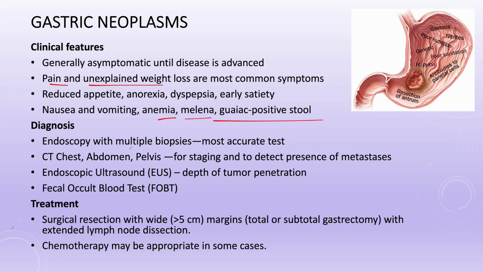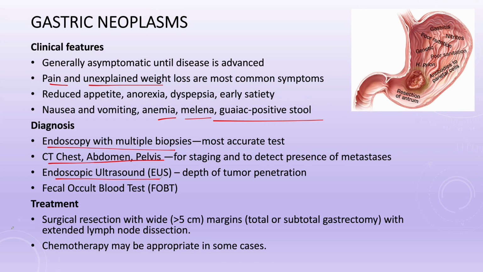How do we diagnose it? Well, the most accurate test is going to be endoscopy with multiple biopsies. It sometimes can be really hard to biopsy gastric neoplasms, so you want to get multiple biopsies from different parts of the stomach. After the diagnosis is made, then you want to do a more extensive neoplastic evaluation, including a CT of the chest, abdomen, and pelvis, looking for staging and detecting presence of metastases.